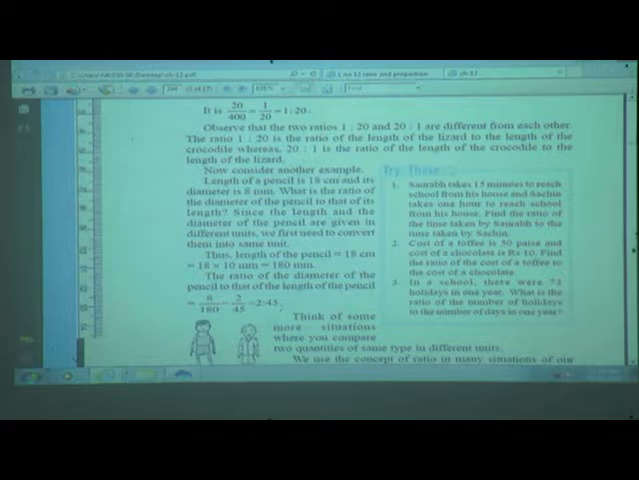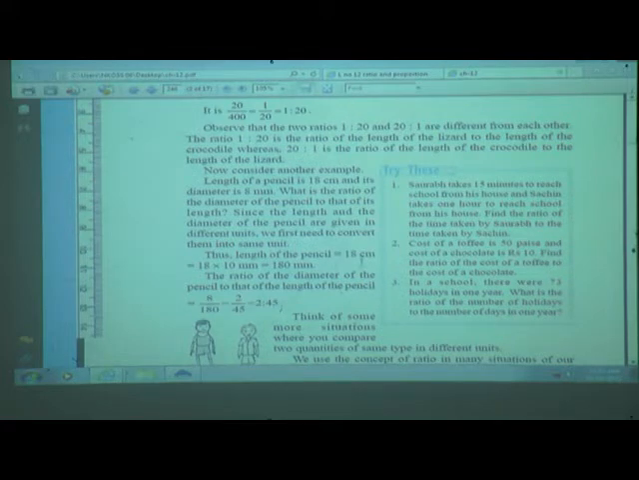Now consider another example. The length of a pencil is 18 centimeters and its diameter is 8 millimeters. What is the ratio of the diameter of the pencil to its length? Since the length and the diameter of the pencil are given in different units, we first need to convert them into the same unit. One is in millimeters and the other is in centimeters.